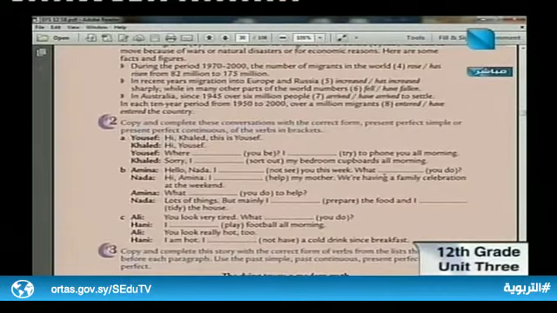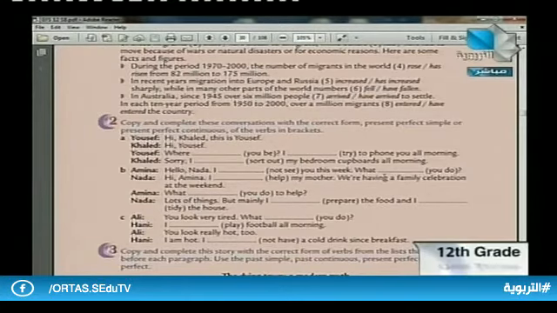I think, dear colleagues, it's better to use the continuous form. Yes, of course, for sure. What have you been doing? I'm sure that you were busy.